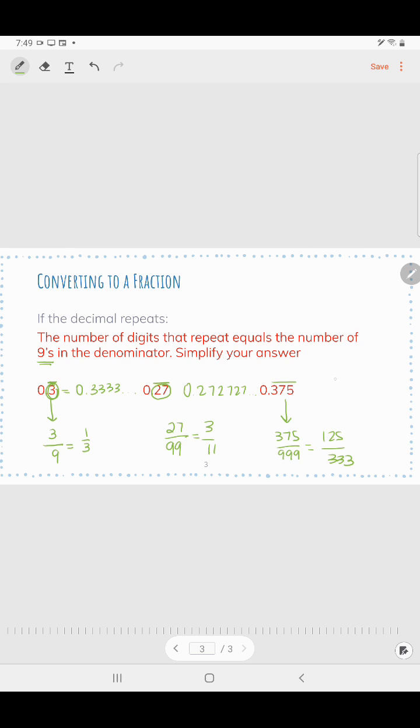Now, I want to go over one more example. If you see the decimal 0.131313, remember that can be translated into 0.13 repeating. So that would convert to, as a fraction, 13, and that's 2 digits, over 99. And that can't be simplified, so that would be my final answer.